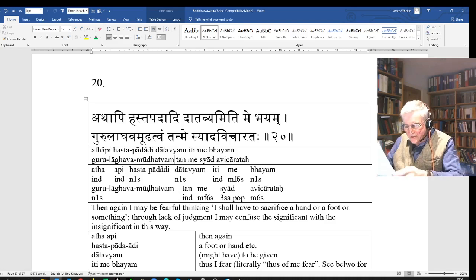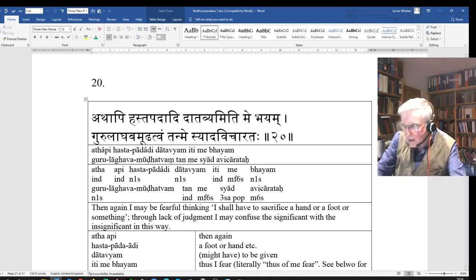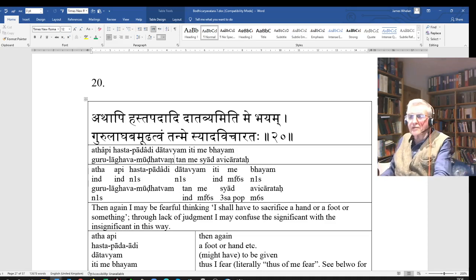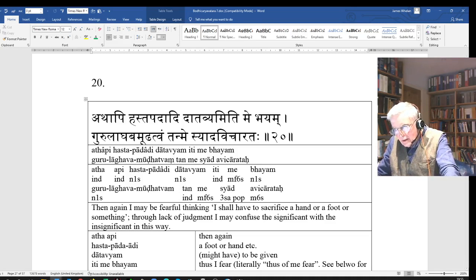This hastapadadi is what's called a dvandva compound. It's just putting two nouns together. Hastapada, hand, foot, meaning hand and foot. Could mean a hand or a foot. And adi, hastapadadi, the word adi means a beginning.